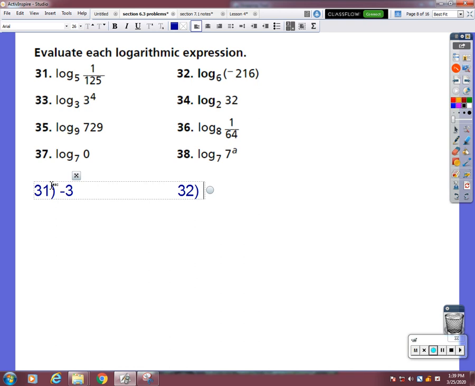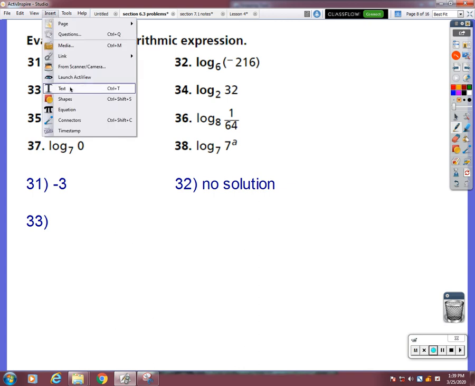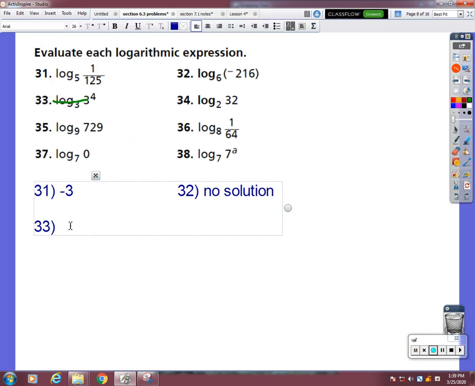32, 6 to the what power is negative 216. That has no solution because there's no power I can raise 6 to and get a negative number as an answer. Okay, log base 3 of 3 to the 4 equals 4. We have discussed this already. If this number and this number are the same, then basically those things cancel. And so the answer to that would be 4.